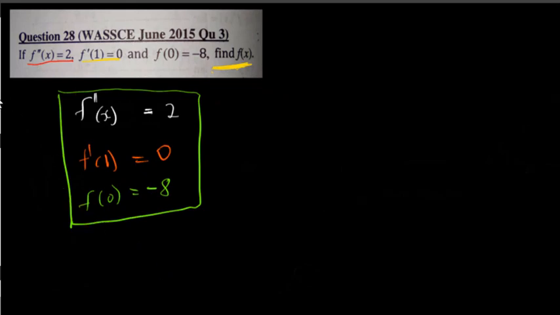So let me start from here. I'll write f prime prime of x, and of course this is equal to 2. And to find f of x, I have to integrate. I have to go back, so I'm going to write the integral of f prime prime of x with respect to x, and I have to do the same thing to the right hand side. I will integrate 2 with respect to x.